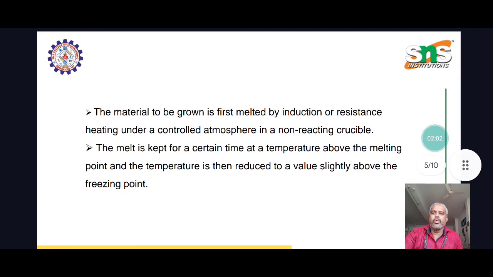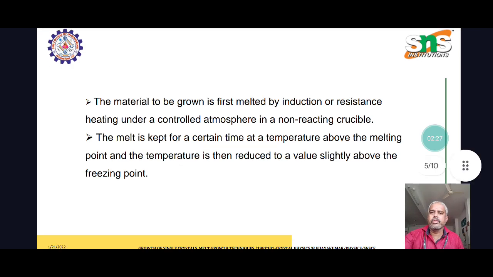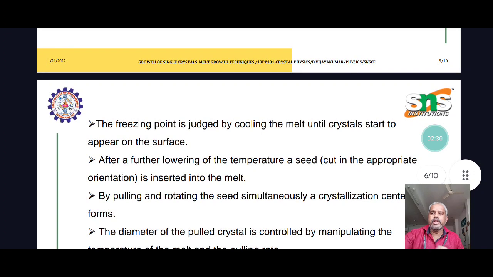The material to be grown is first melted by induction or resistance heating coil, under a controlled atmosphere, in a non-reacting crucible. This is very important because contamination from the atmosphere in the reactor will change the crystal growth rate. The melting point and temperature are maintained in the crucible. The freezing point is judged by cooling the melt until crystals start to appear on the surface.